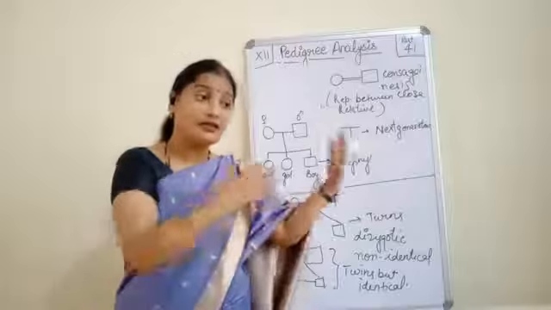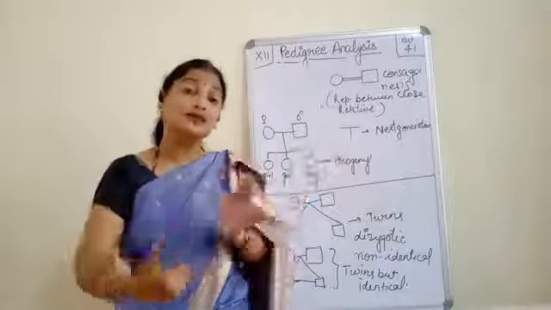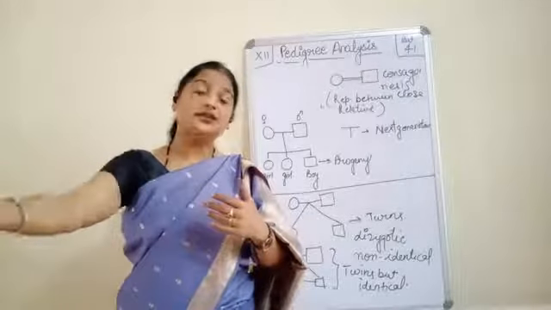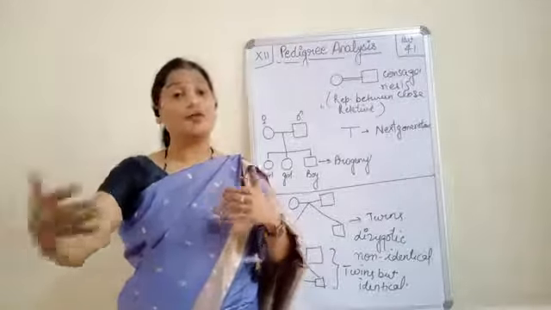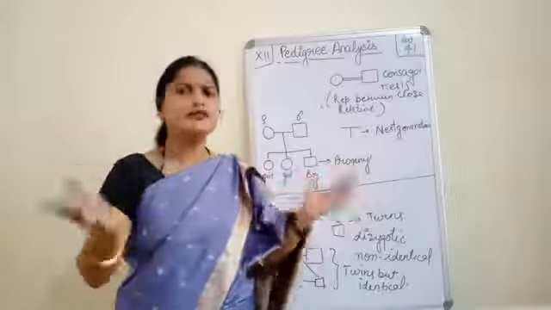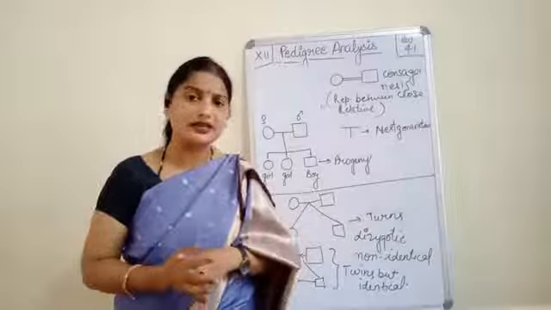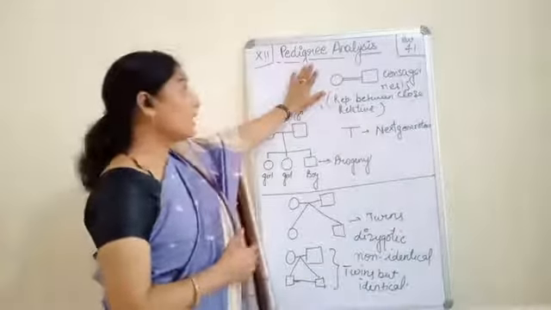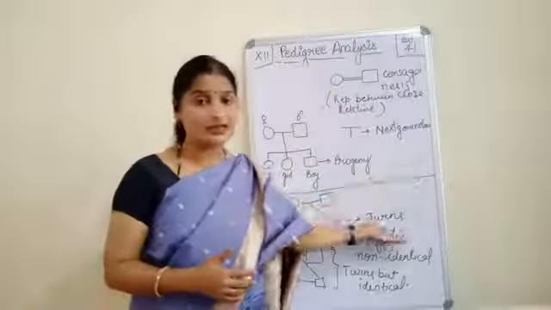Now, from which generation has it started? That we can study. And if it is coming in the next generation, then who were the most affected people in the previous generation? Everything we can conclude and study with the help of pedigree analysis. Clear? Now we will see some examples in this case also.